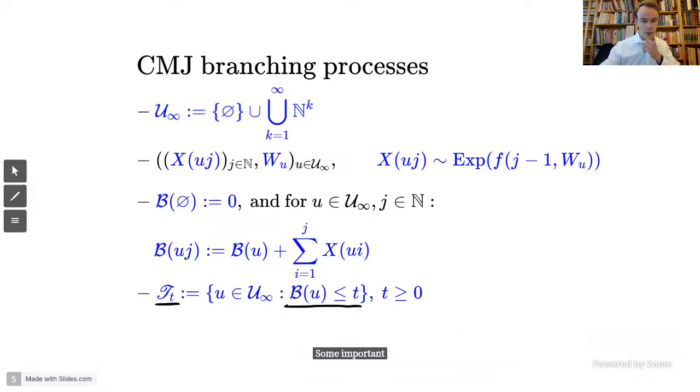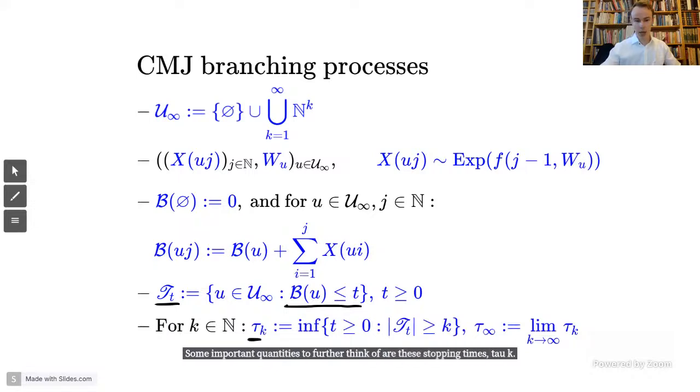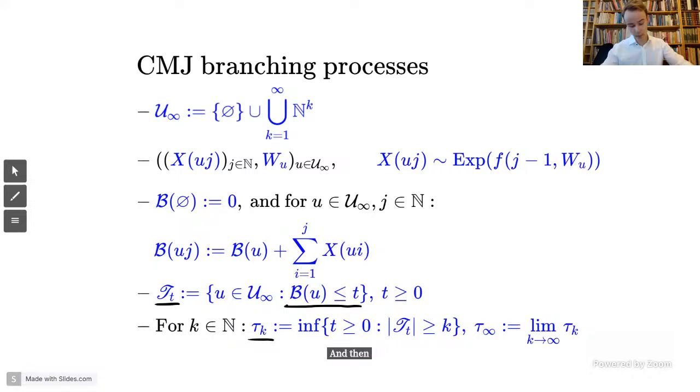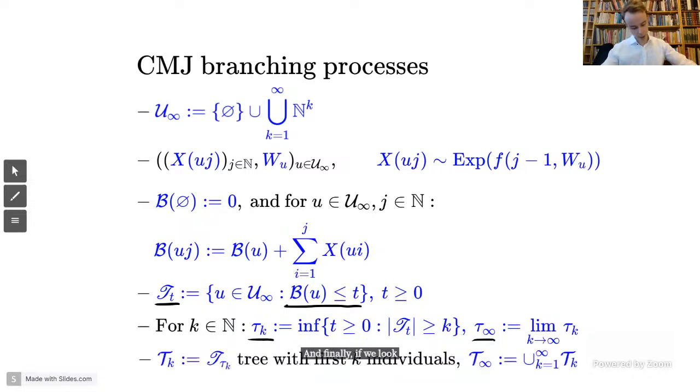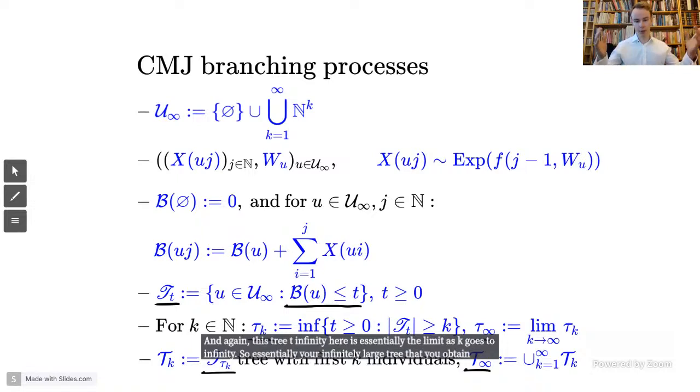Some important quantities to further think of are these stopping times, tau k. Tau k is going to be the first moment in time at which this branching process is of size at least k. And then tau infinity here is going to be the limit of this sequence of stopping times. And finally, if we look at this branching process at time tau k, suppose that we call the tree that we have constructed T_k, then it turns out that because of this embedding, our preferential attachment tree of size k is exactly equal in distribution to this tree T_k. So if you stop the branching process at such a stopping time tau k, then what you see is exactly your preferential attachment tree in distribution. And again, this tree T infinity here is essentially the limit as k goes to infinity, so your infinitely large tree that you obtain by running this branching process.